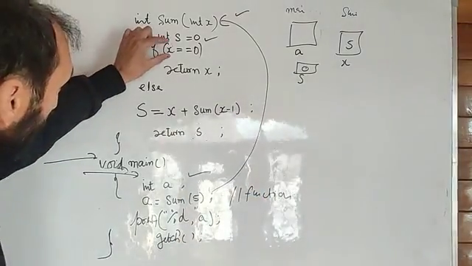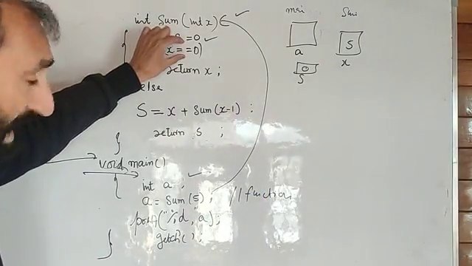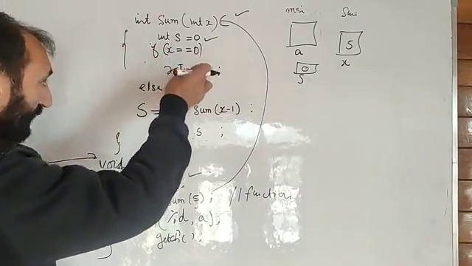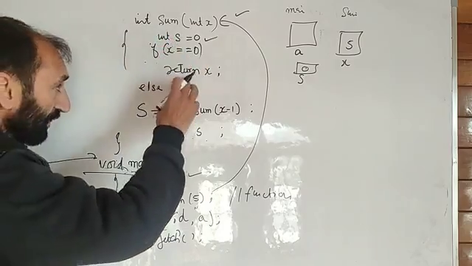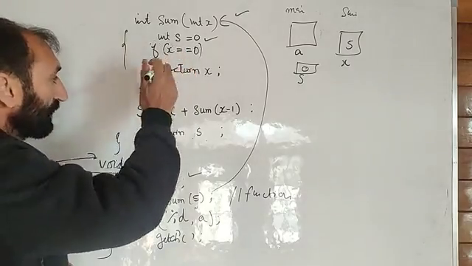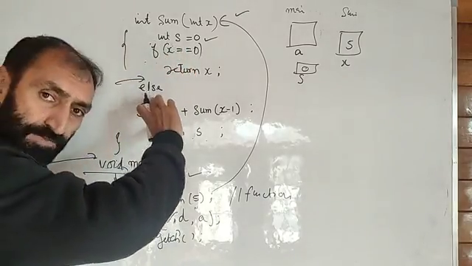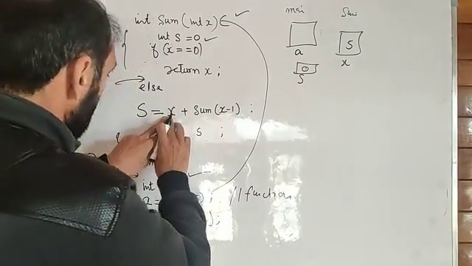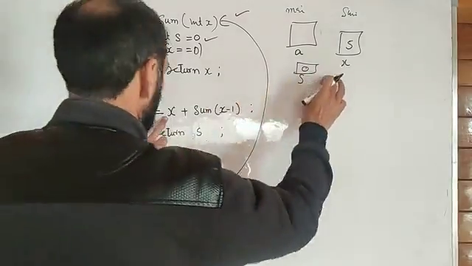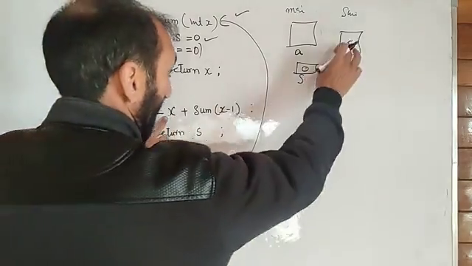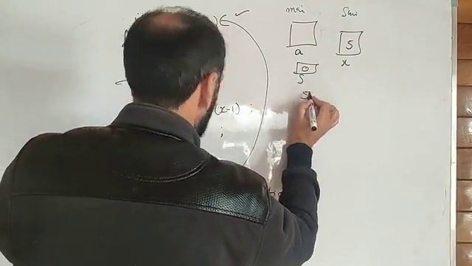Because the if condition evaluates false, the statement after it, this return statement, belongs to the if and will not execute. So control will go to the else part. S equal to x. What is x? X is 5.